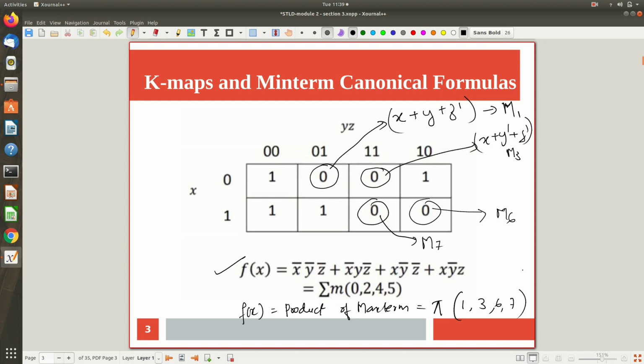This is something we did with the normal truth table also. So there is nothing special here, but you have to understand the difference. That is why this is taken, that's all. So you can write down the canonical representation as well as the simplified minimized representation using this K-map.